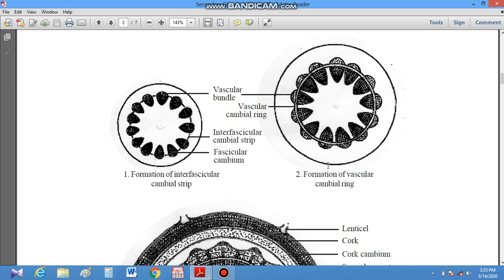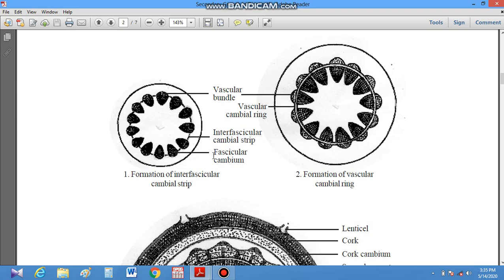When we talk about the vascular cambium, during secondary growth, first there is a formation of interfascicular cambium strip, and later there is a formation of a complete vascular cambium ring. Interfascicular cambium strip means there is a formation of cambium between two vascular bundles. Fascicular cambium is also formed within the vascular bundles, between the primary xylem and primary phloem.